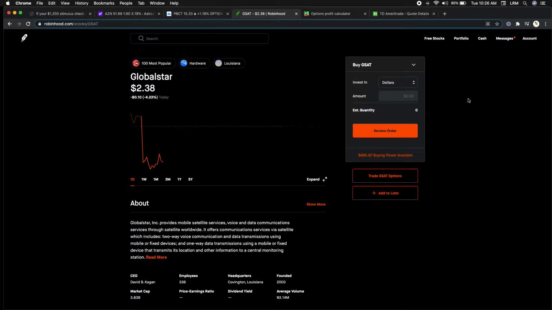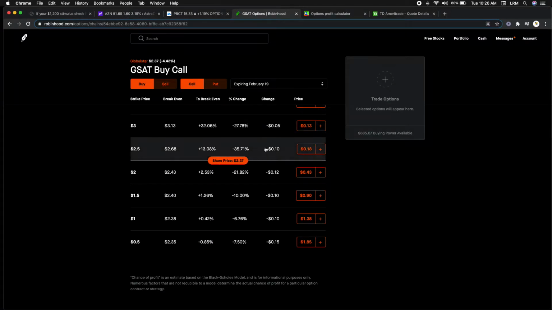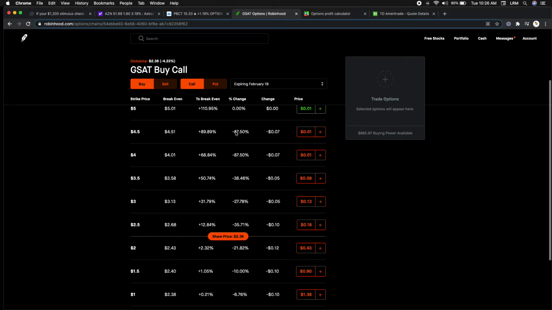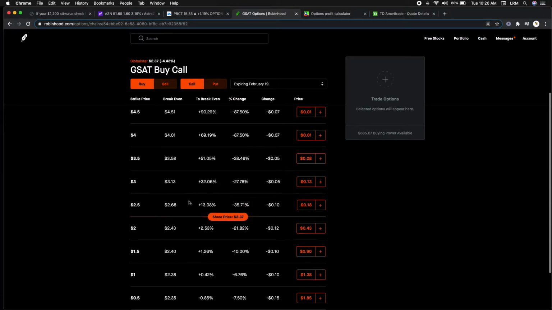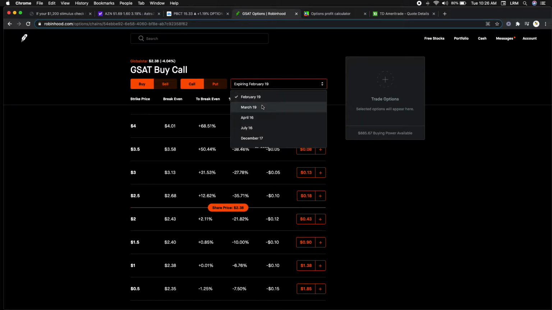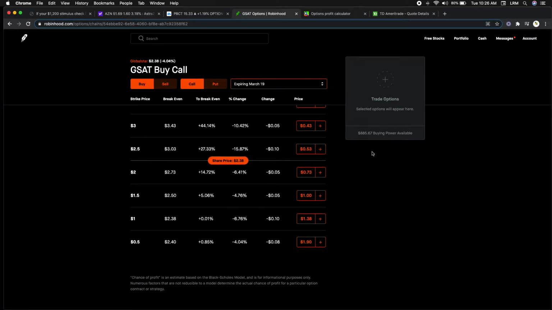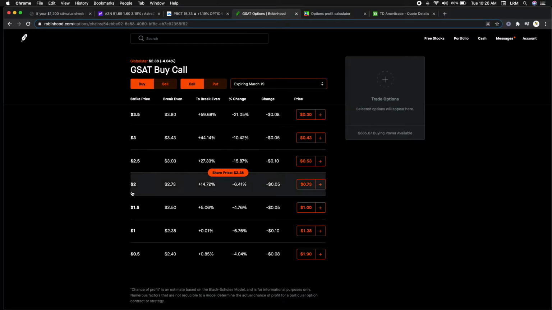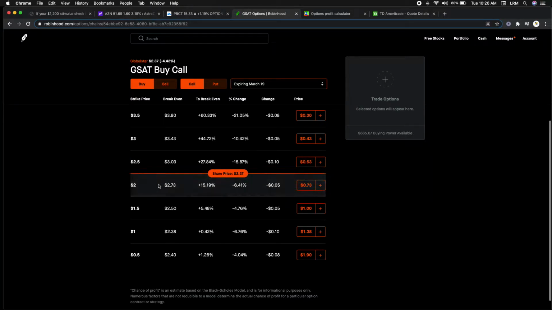Okay. So there's your stock right here. You want to open up the options chain. Let's say we want to go bullish on GSAT. So we got our expiration date here. Let's pull this out to March 19th just for the sake of this demonstration. Let's say we want to do an in-the-money call option for GSAT at $2 strike price.